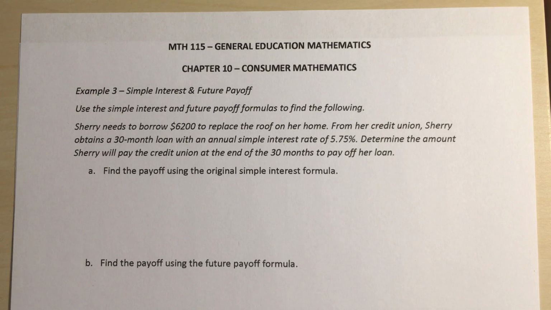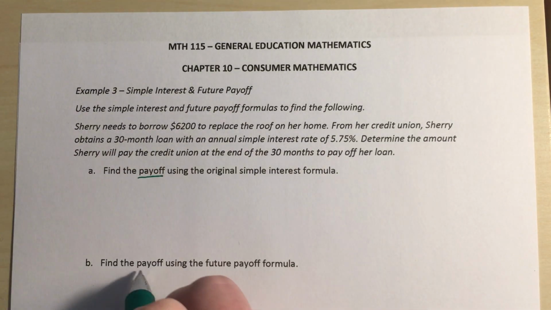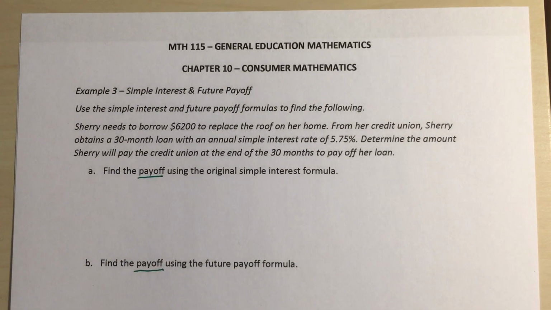All right, so in example 3, use our simple interest and future payoff formulas to find the following. Sherry needs to borrow $6,200 to replace the roof on her home. From her credit union, Sherry obtains a 30-month loan with an annual simple interest rate of 5.75%. Determine the amount Sherry will pay the credit union at the end of the 30 months to pay off her loan. So the difference is we're not just looking for the interest, right? We are looking for the payoff, right? We're looking for what she needs to pay off her loan at the end.